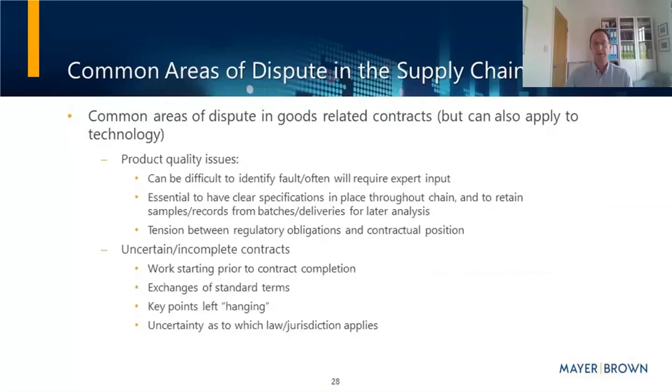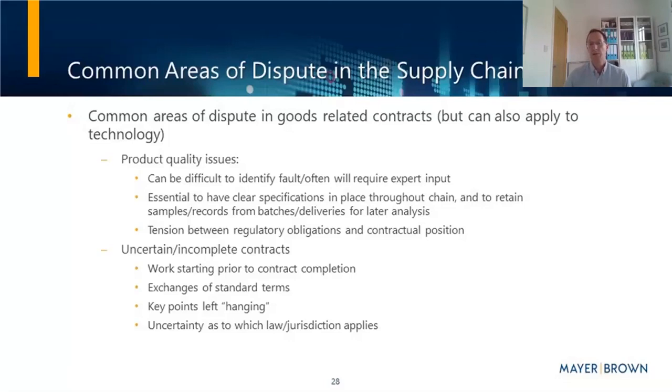So I'll now turn to some issues that tend to be more common in physical goods-related contracts, although again, not exclusively so. I'll start with product quality issues. This can be a particularly difficult type of dispute to unpick. The more complex the product and/or the greater the number of raw materials and components that are used, the more difficult it is to identify fault, and even then, what the impact of that fault is. Generally, you'll need internal or external technical expertise to get an answer, and even then, you may have competing expert views.